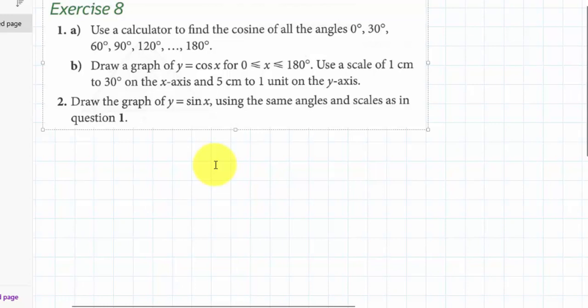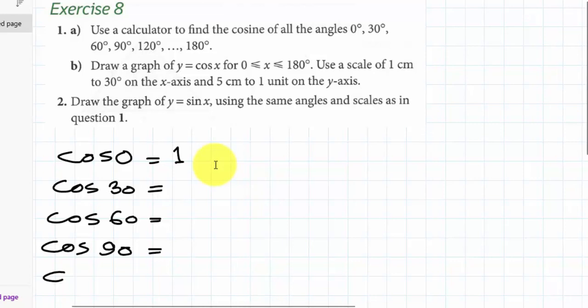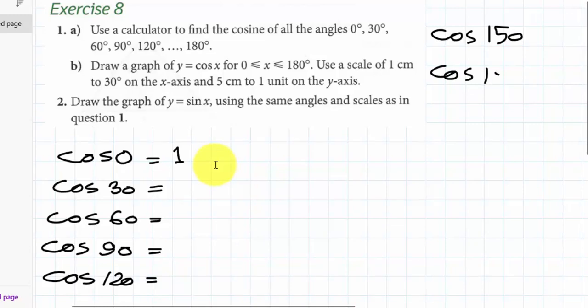Part A, cosine of these numbers. Cosine of 0. Cosine of 0 is equal to 1. Cosine of 30, we're going to use the calculator for them. Cosine of 60. Cosine of 90. Cosine of 120. And then cosine of 150. I want to save the space to draw the graph, and cosine of 180.